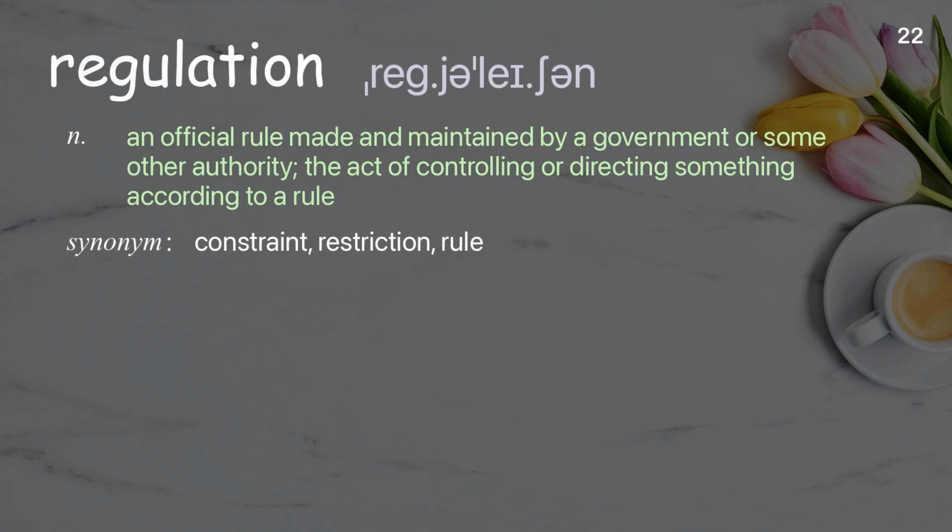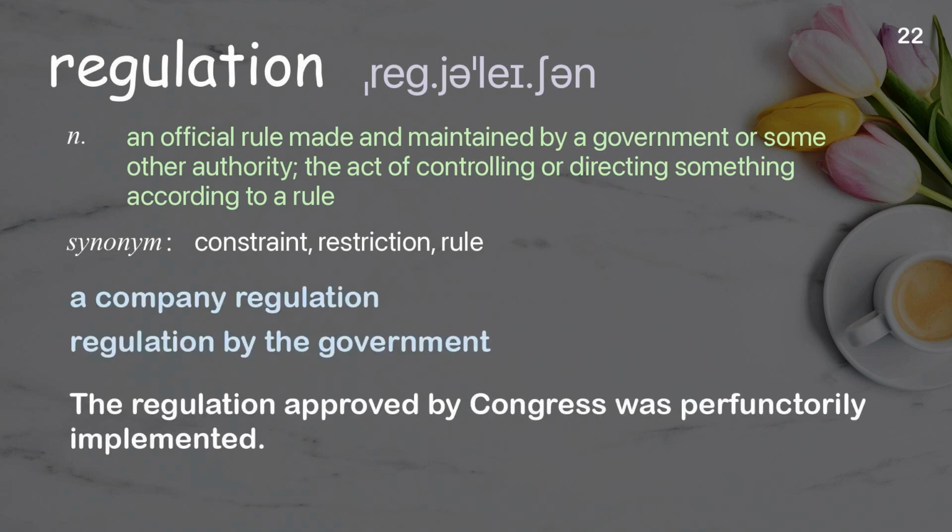Regulation. An official rule made and maintained by a government or some other authority, the act of controlling or directing something according to a rule. Examples: A company regulation. Regulation by the government. The regulation approved by Congress was perfunctorily implemented.